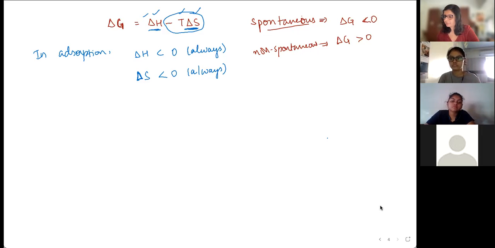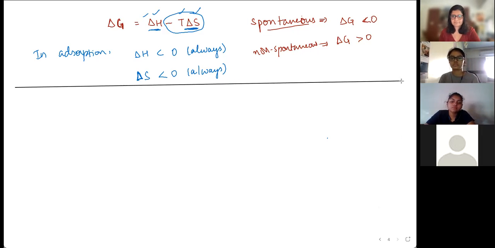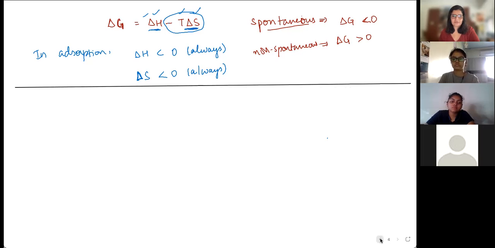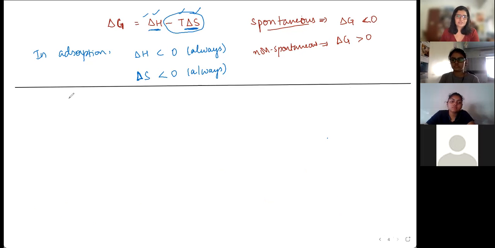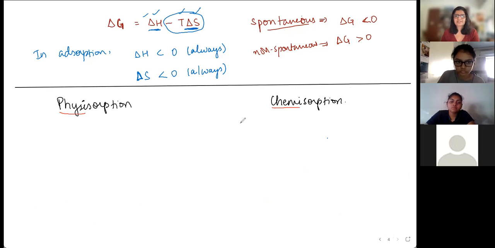Then we'll talk about types of adsorption. Depending on what is happening on the surface when adsorption occurs, you have two types of adsorption. You have physisorption and you have chemisorption. Again, you can look at the words and kind of figure it out. This one has chem, this one has physi, kind of like how you have physical properties and chemical properties. Physisorption and chemisorption.